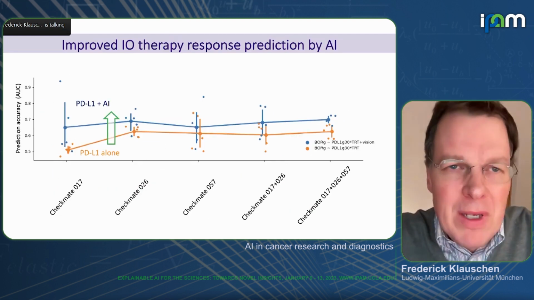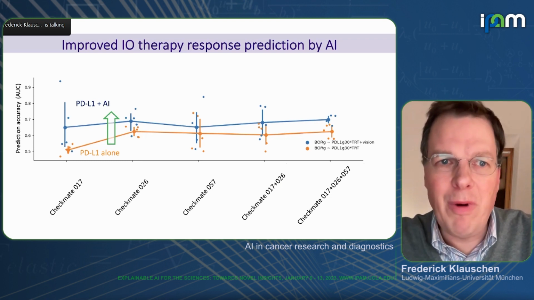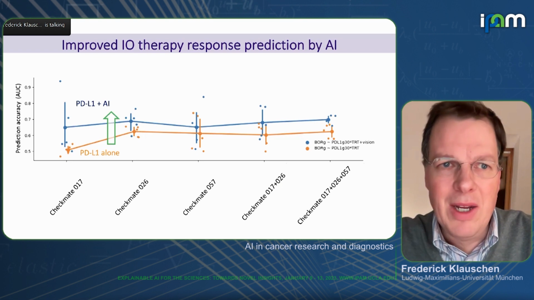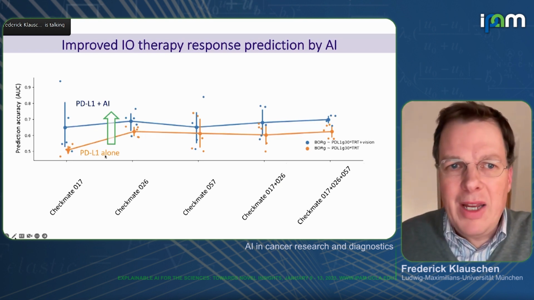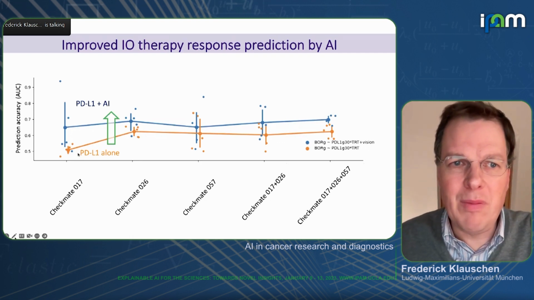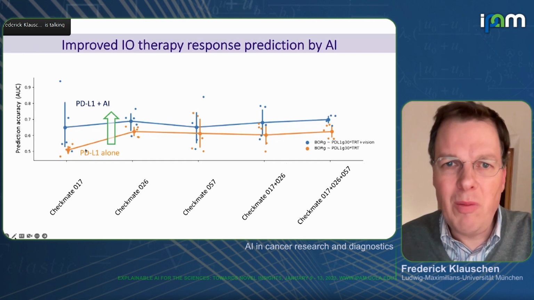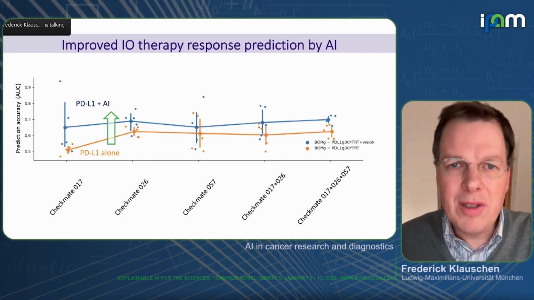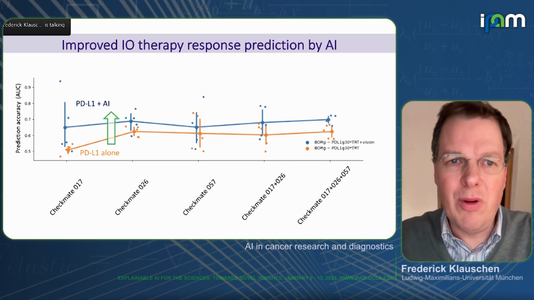And so using this, we managed to improve the prediction of whether a patient will respond to this immunotherapy. The immunotherapy is normally decided, or patients are stratified, by the presence of this marker PDL1, programmed death ligand 1. Whether that is present in a tumor normally helps the oncologist and the pathologist to say whether a patient will respond to a therapy or not.